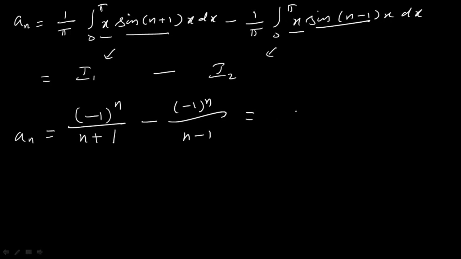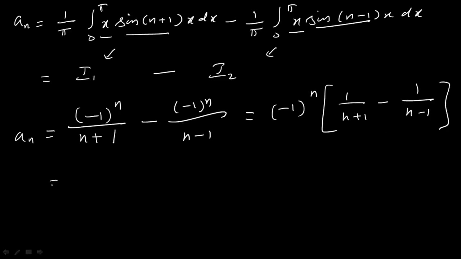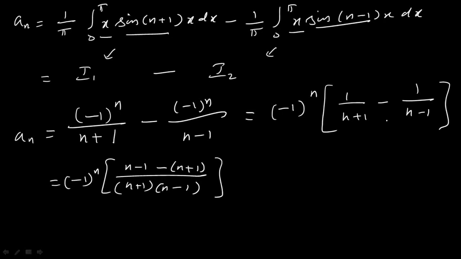So let me simplify this. What we are going to do? You have to take minus 1 whole power n as a common term, take it outside. So you have 1 by n plus 1 minus 1 by n minus 1. Let me take an LCM. So if you take an LCM, what happened? Minus 1 whole power n, in the denominator you have n plus 1 product n minus 1. So cross multiplying, in the numerator you have n minus 1 minus of n plus 1. You take this minus inside. So what you get? Minus 1 whole power n, n minus 1 minus n minus 1.